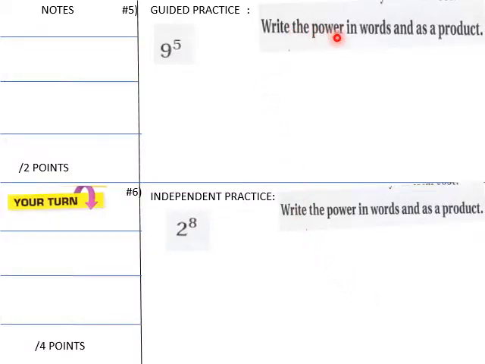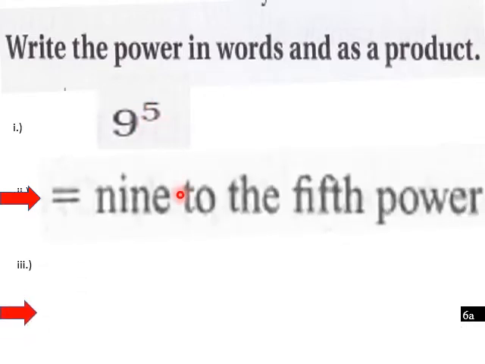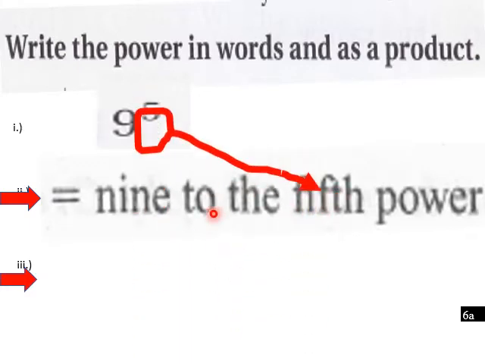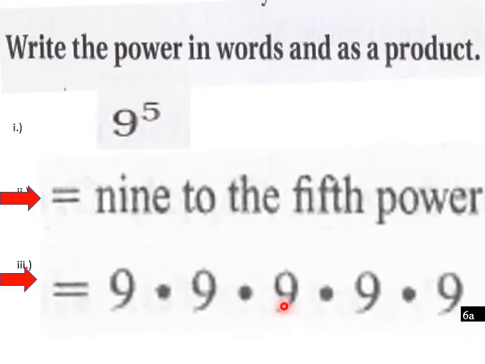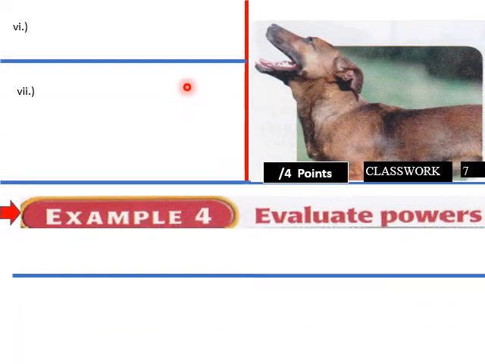Okay, let's try one here. Write the power in words and as a product. So we have 9 to the 5th power up here. Students, I want you to do this on your own, but we're going to do this one up here right now in class. So write the power in words and as a product. So 9 to the 5th power is how you'd write that down. And then as a product, what is 9 to the 5th power? What would 9 times 9 times 9 times 9 times 9 be? It would be a big number. Let's go to our next example here.